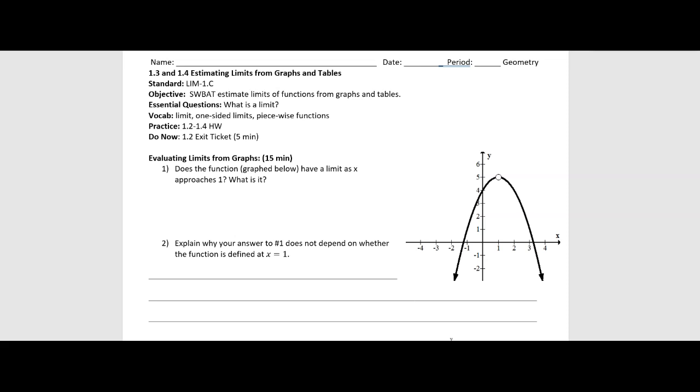Today we're going to talk about estimating limits from graphs and tables. If you remember from last time, our first video dealt with understanding what a limit was and then how to write one out algebraically. So today we're going to focus a little bit more on figuring out what limits are when we're given a function in graphical form or tabular form.